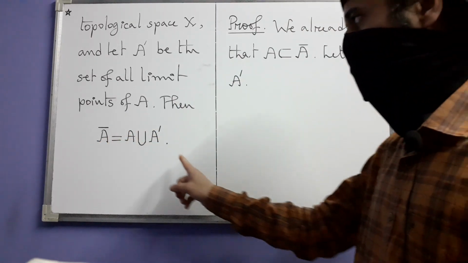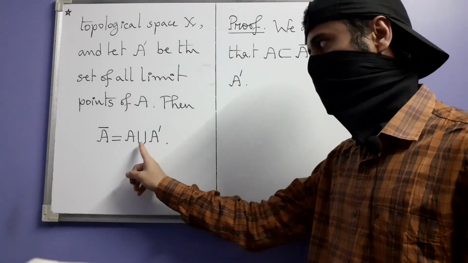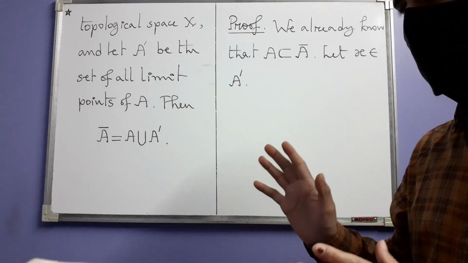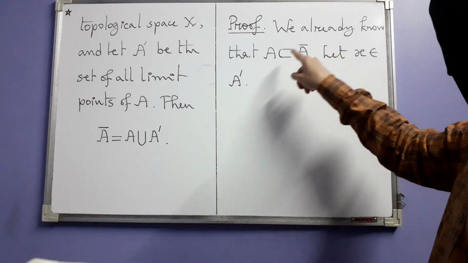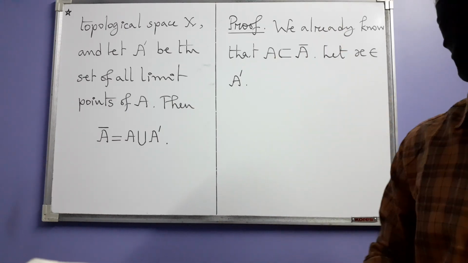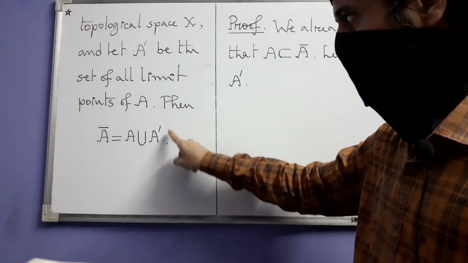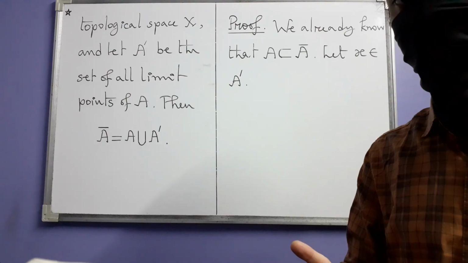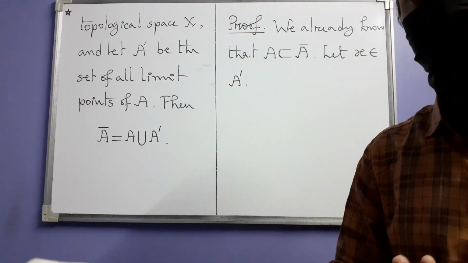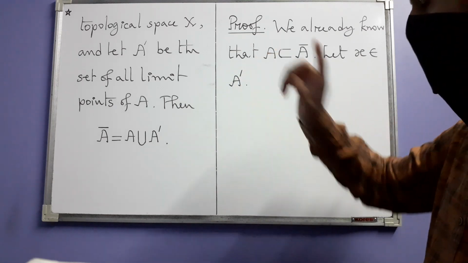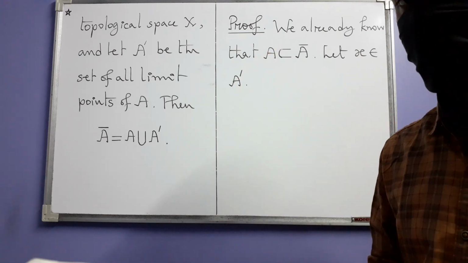So we first aim to show that the right hand side set, this union, is a subset of A closure. Now here we already know something. We already know that A itself is contained in A closure. Now we want to also show that this A prime, the set of all limit points of A, is also a subset of A closure. And that's why we take any point X in A prime. This means X is a limit point of A.